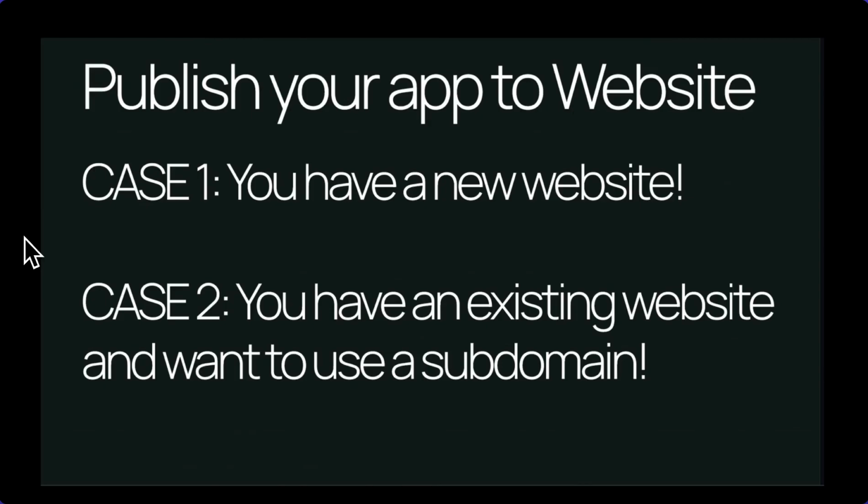Okay, so in this video, I'll show you how you can publish your Pay Me for My AI app to your website. And there are two main cases here, ways of going about this. So the first case is that you have a new website which you want to attach with your Pay Me for My AI app directly. And let me show you how that works.